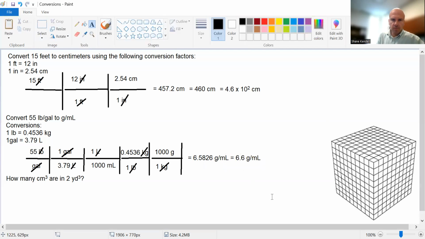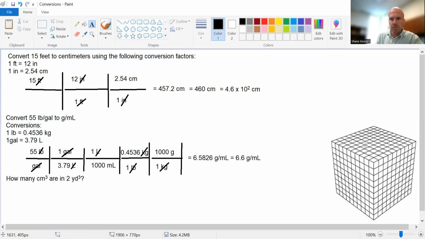Okay, so the last problem is a bit trickier. We don't have the conversion factors here. We know from a previous question a conversion between centimeters and inches, and so we can use that. A lot of this is going to assume we know those relationships between a foot and an inch, and a relationship between a yard and a foot.